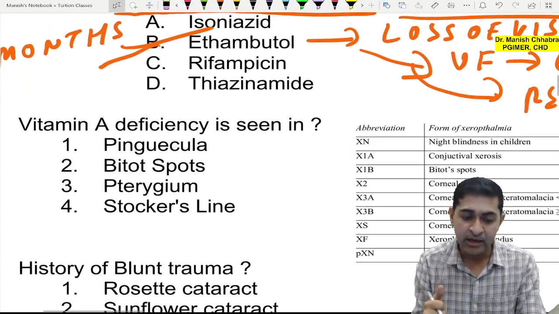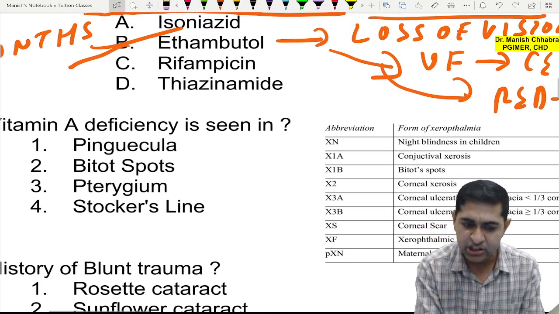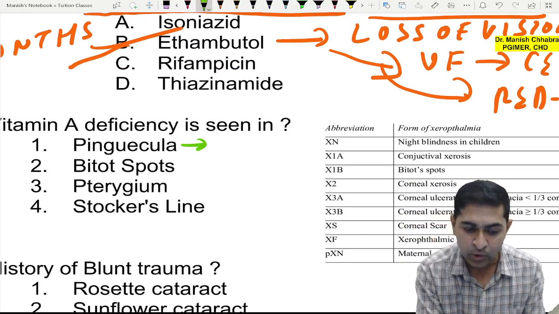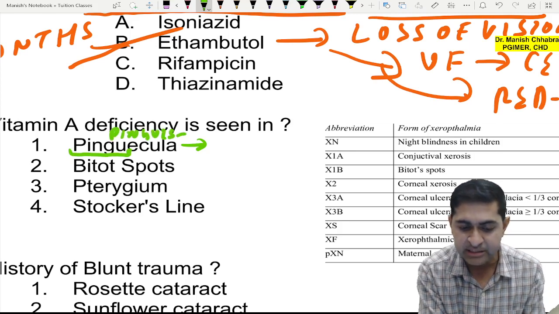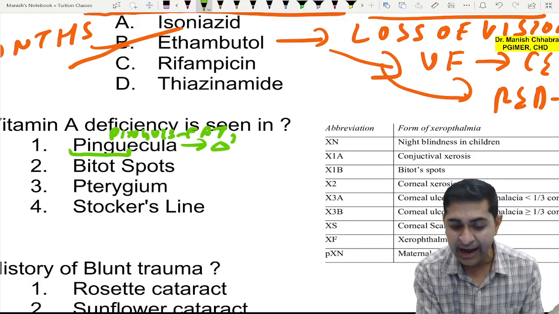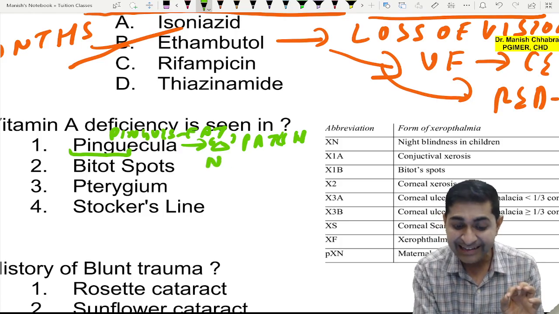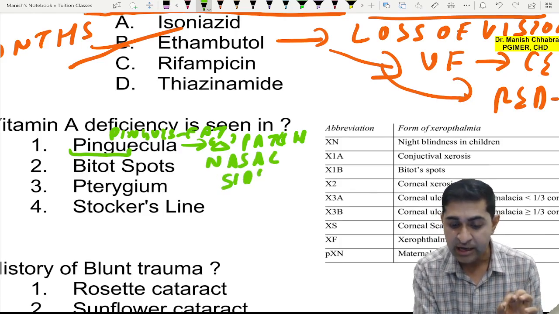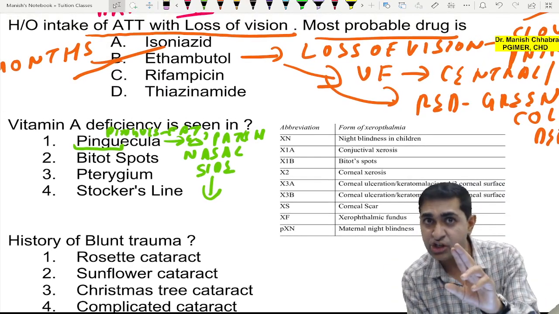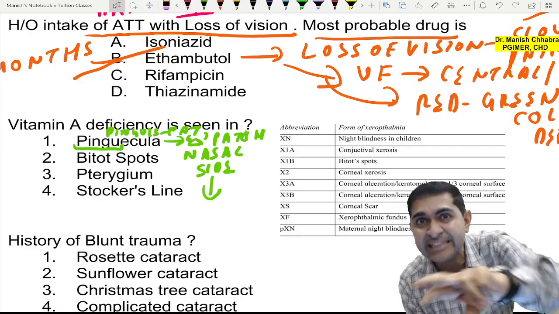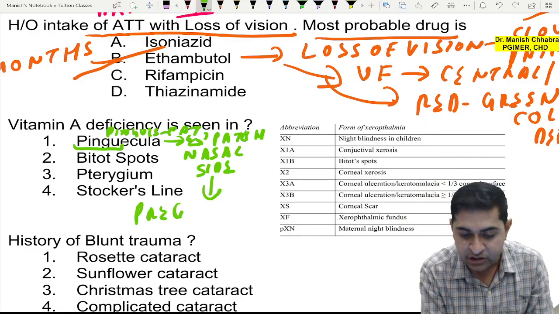Done? Okay, now vitamin A deficiency is seen in... so these are 4 options. What are these 4 options? What is pinguecula? Pinguecula is derived from the word pinguis, which means fat. This is a triangular patch on the nasal side of the conjunctiva. It is actually elastotic degeneration of the conjunctiva, and many doctors, scientists and researchers believe that it is a precursor of pterygium.